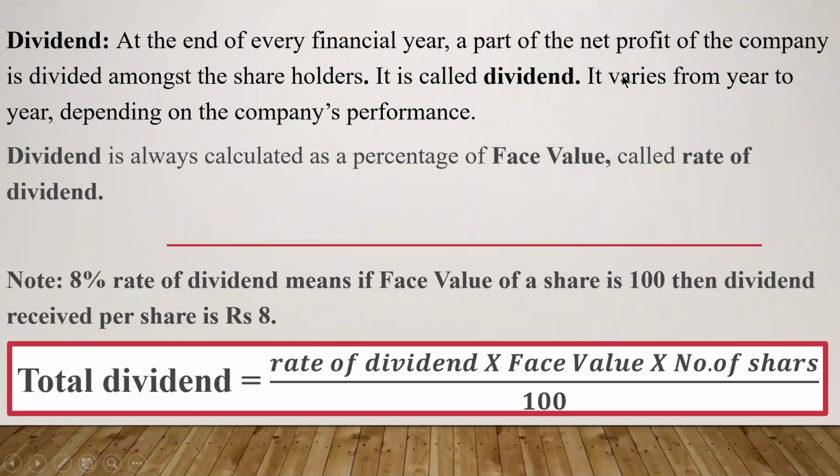Okay. Now, the dividend varies from year to year depending on the company's performance. If the company is doing very well, earning a huge amount of profit, then they will give more dividend to the shareholders. If the company is going into loss, then they may reduce the dividend. So the dividend may not be the same every year. Dividend is always calculated as a percentage of face value, which is called the rate of dividend. So for example, if I say 8% rate of dividend, what is the meaning of that? If the face value of a share is 100, then the dividend received per share is rupees 8. That is the meaning of 8% rate of dividend.